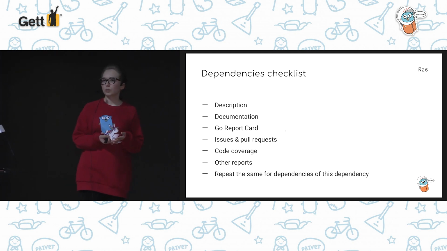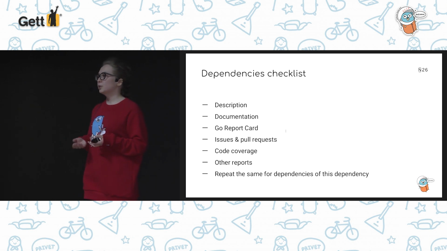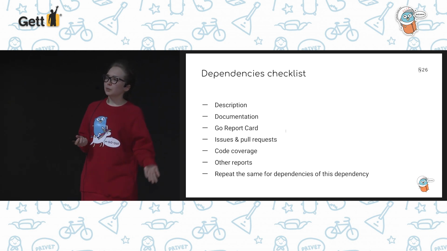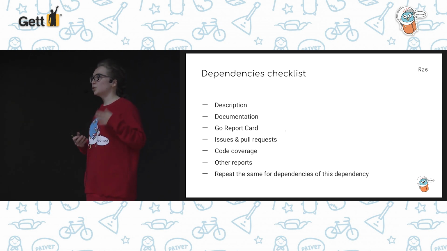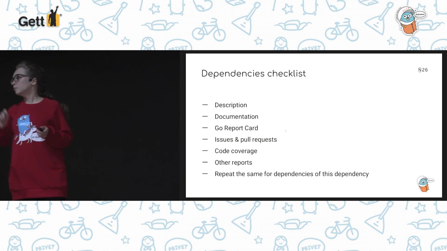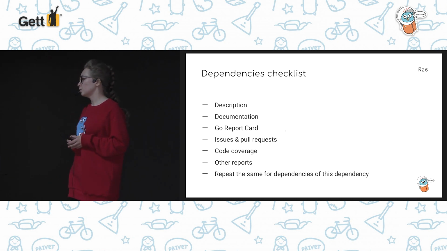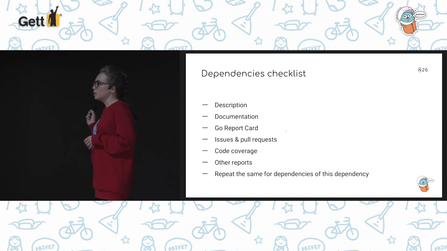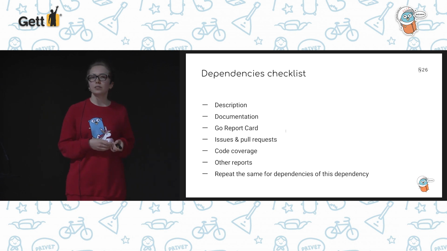Also, you can look at the issues and pull requests of this library. In other words, how often do the authors accept pull requests, how often do they report bugs, and how quickly do these iterations happen. All of these things are major factors in making the decision whether or not we should be using this library or not.